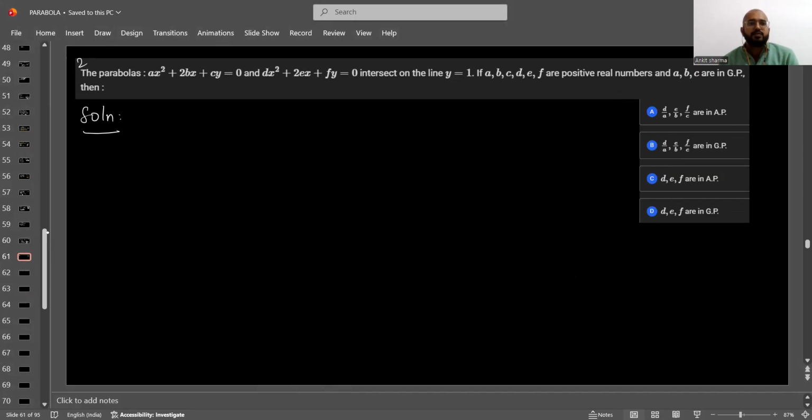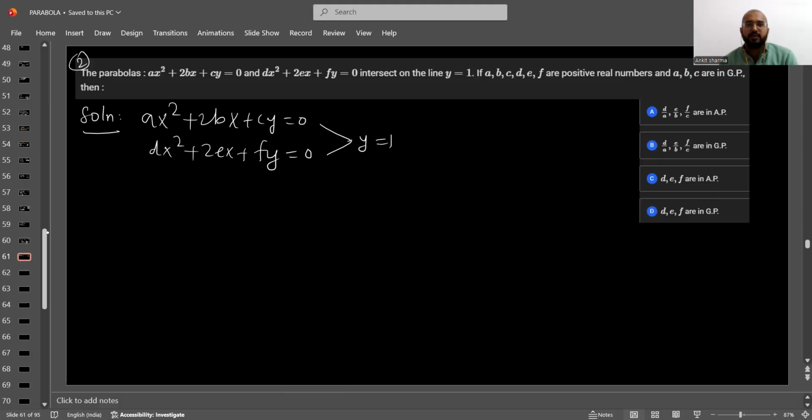Yeah, have a look. They're saying that this parabola and this parabola intersect on the line y equal to 1. So if A, B, C, D, E, F are positive real numbers and A, B, C are in GP, then these are the given options. I know that if Ax squared plus 2Bx plus Cy equals 0 and Dx squared plus 2Ex plus Fy equals 0 intersect at y equal to 1, then I can plug in y equal to 1, because if they are intersecting, y equal to 1 is going to satisfy both of them.